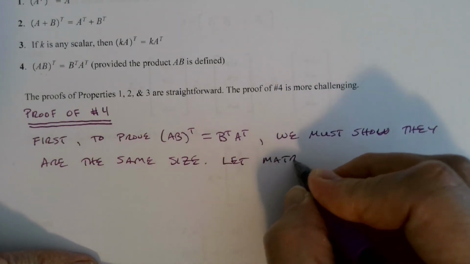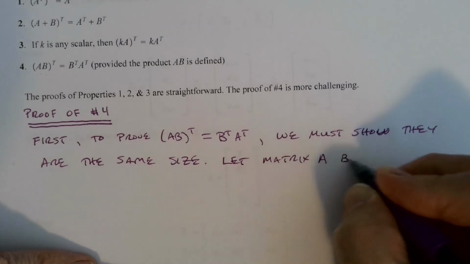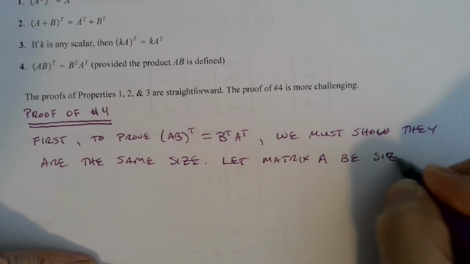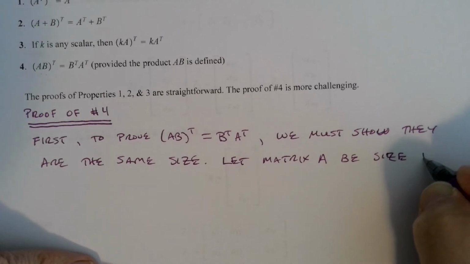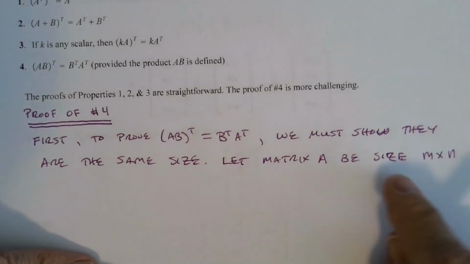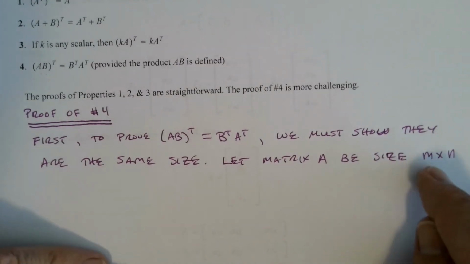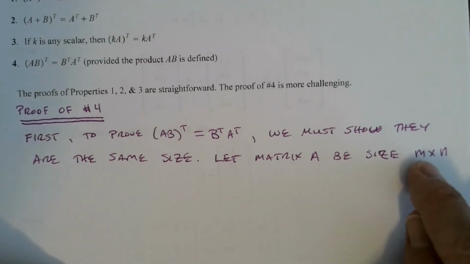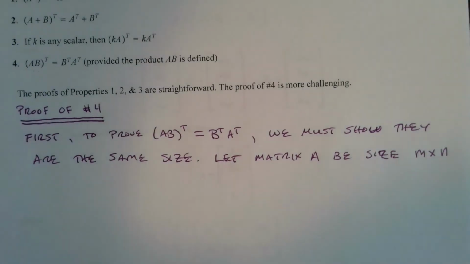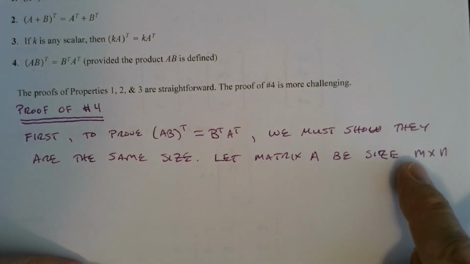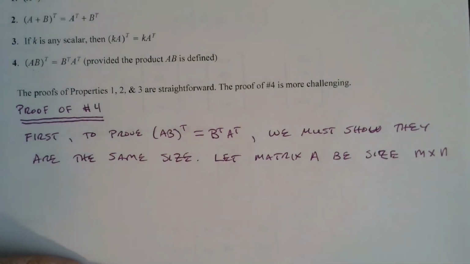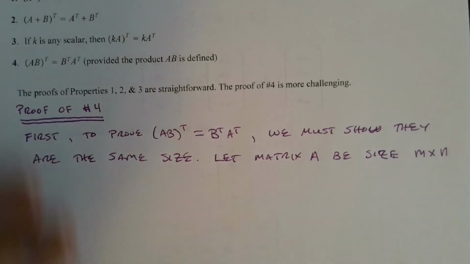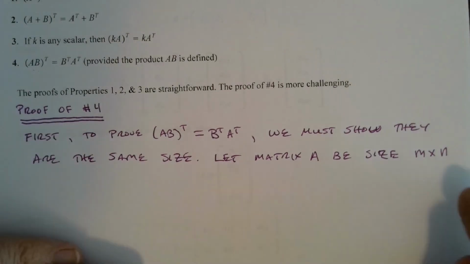Let matrix A be size, and I'm going to do M by N. Now you don't want to do like 3 by 2 or 4 by 4 or any specific numbers, because we have to do this in general. So I'm doing an arbitrary matrix, different number of rows and columns, so any matrix, and they could be the same, M and N could be equal, but I'm just saying in general, M rows and N columns.